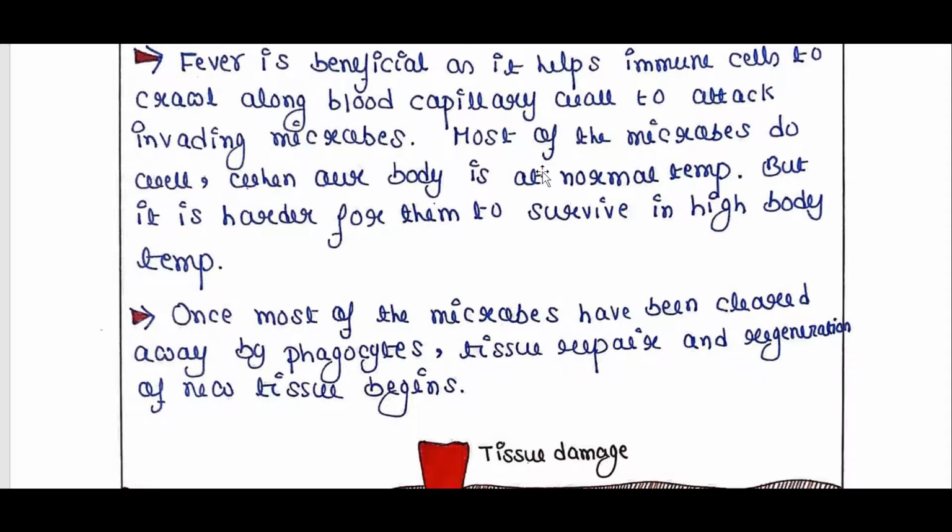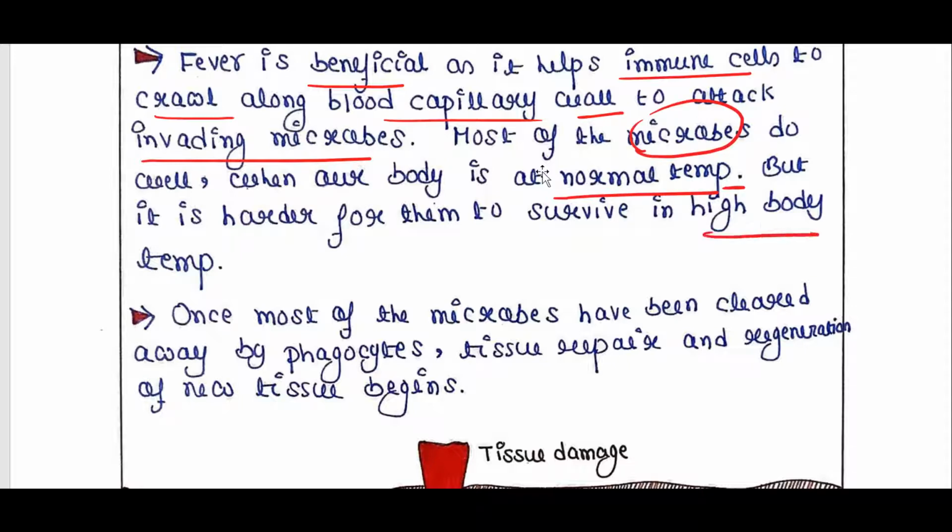Now, sometimes fever is beneficial. And why is fever beneficial? Because it helps immune cells to crawl along the blood capillary wall to attack invading microbes. The high temperature allows the immune cells to crawl along the blood capillary wall to attack invading microbes. And most microbes do well when our body is at normal temperature, but it is harder for them to survive at high body temperature. In this way, fever can inhibit the growth of microbes.